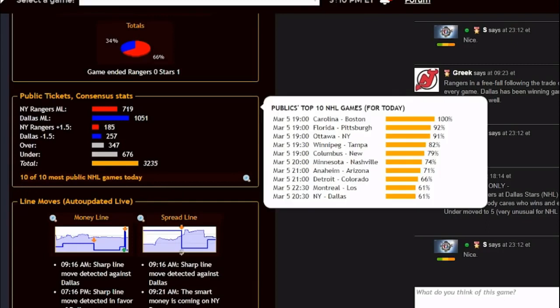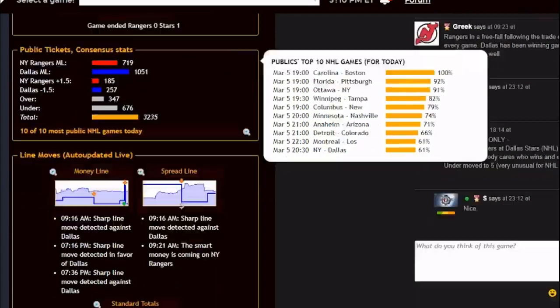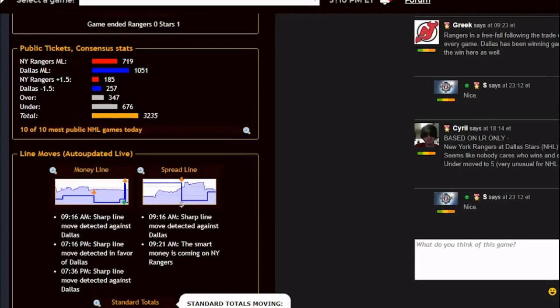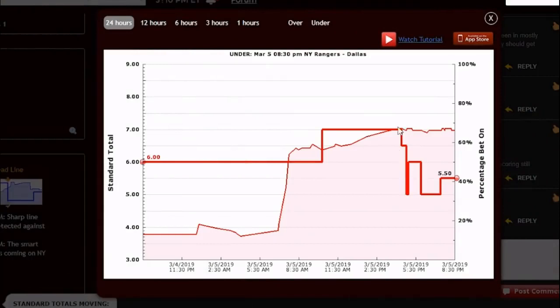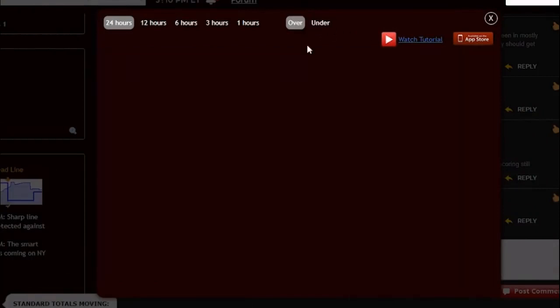In fact, you can see that this is a 10 out of 10 on the most public games today, meaning this is the least interesting game for people to bet on. It's like nobody was actually wanting to bet on this game because nobody really cared who would come out as the winner. So instead, we can look into the totals, as you can see.